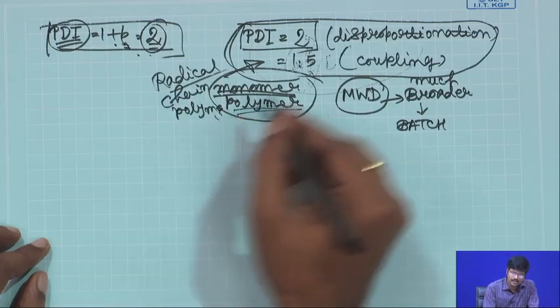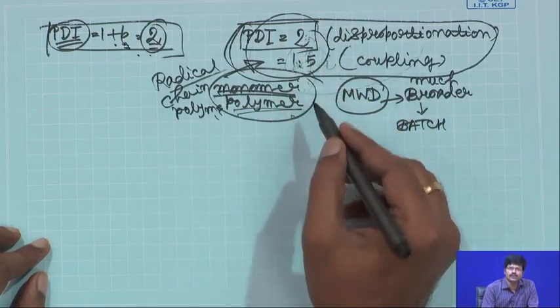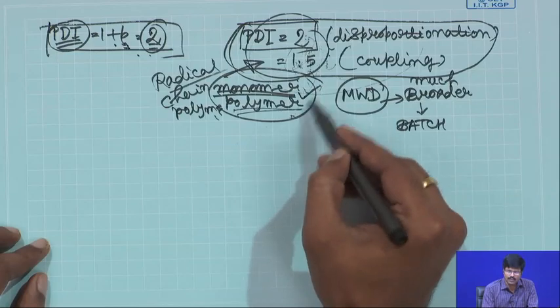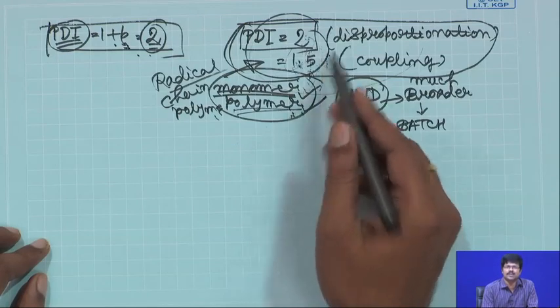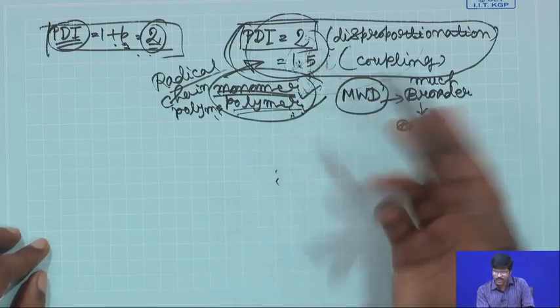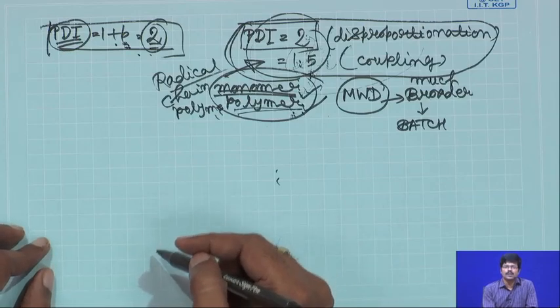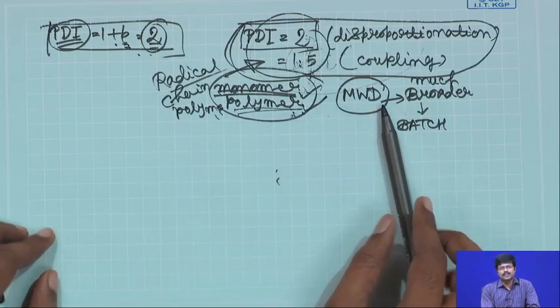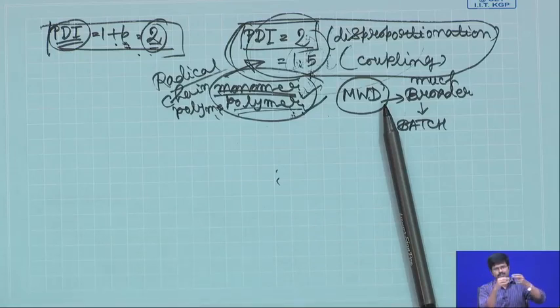And these limits of 2 and 1.5 are attainable in a CSTR, because your monomer and polymer concentrations do not change with time; it is a steady state condition. What happens with a step growth polymer? For a step growth polymer, whatever chains are forming, those chains keep on forming. There is nothing like termination.